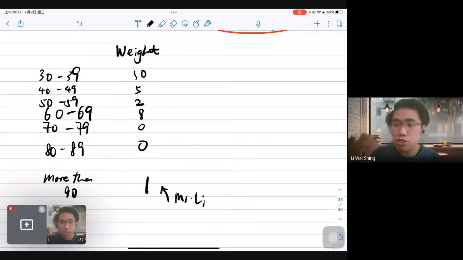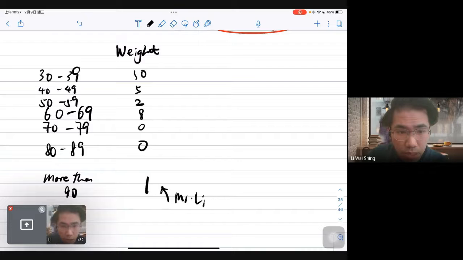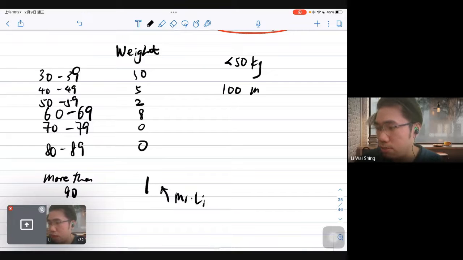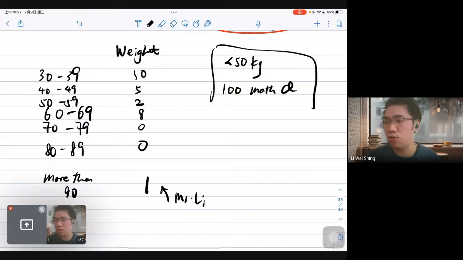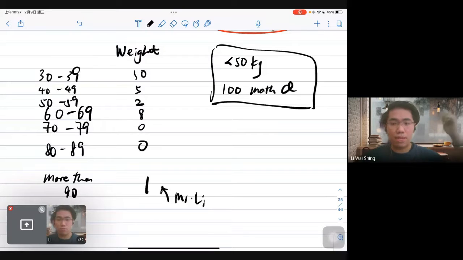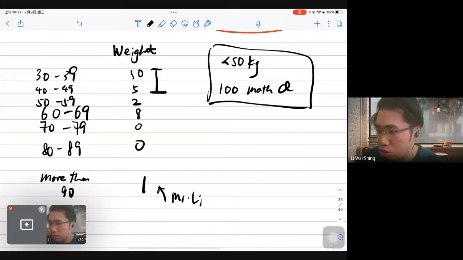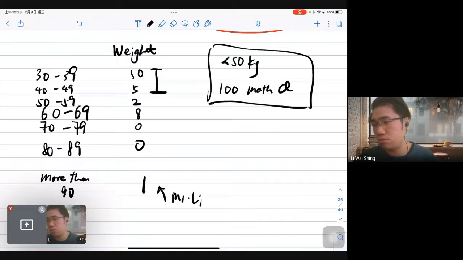Then I don't want to know which group you are in. Today, I set up a policy. If you are less than 50 kg, you need to do 100 math questions. I don't know why, but for example, I set up a policy. Less than 50 kg, everyone has to do 100 questions every day. You'll probably be so tired that you just need to eat more. I don't want to know which group you are in, because these two groups all belong to this category.